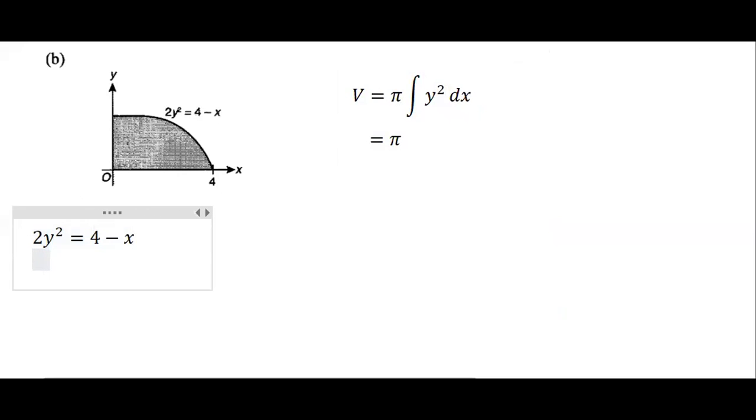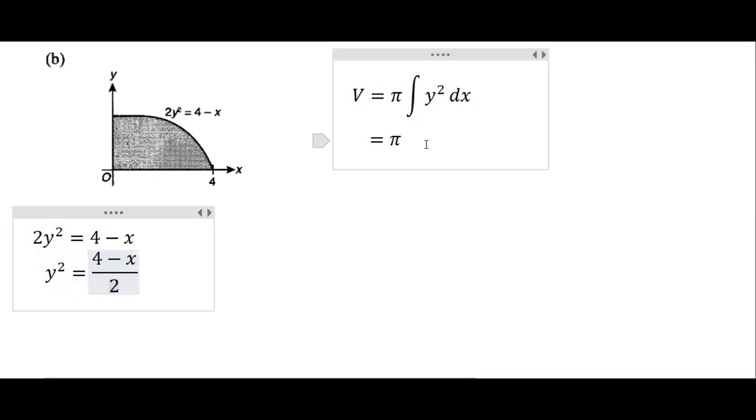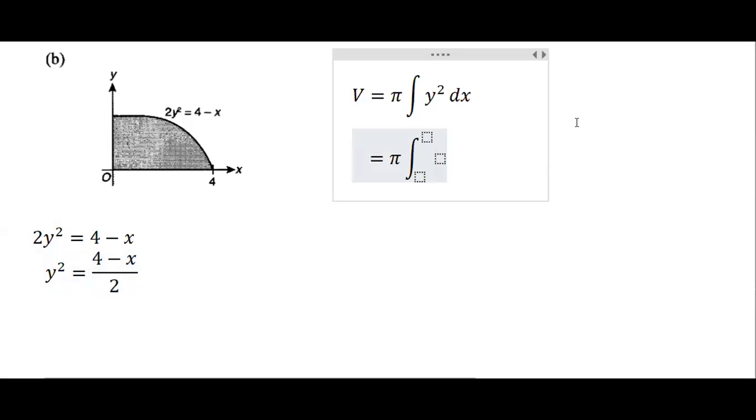Okay, macam mana cari y kuasa 2? Kita pindah siapa? We are going to move the 2. Okay, semua bahagi 2 ataupun satu-satu bagi 2 lah. 4 divide 2, 2. X divide 2, x over 2. Okay, macam ni pun boleh ataupun terus bahagi pun boleh. Macam ni pun boleh. Just up to you. Oh, very fast. Okay, now we are going to put in the value. Okay, so y square is this one. Just put in 4 minus x over 2 dx. Masuk saja y square dalam sini.